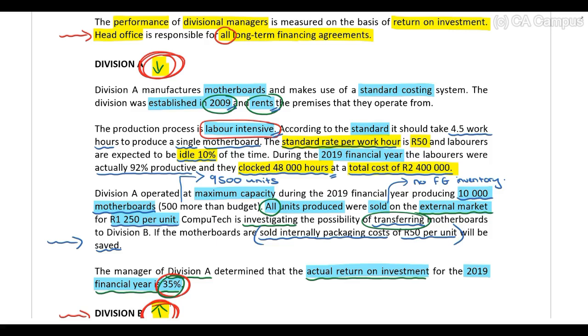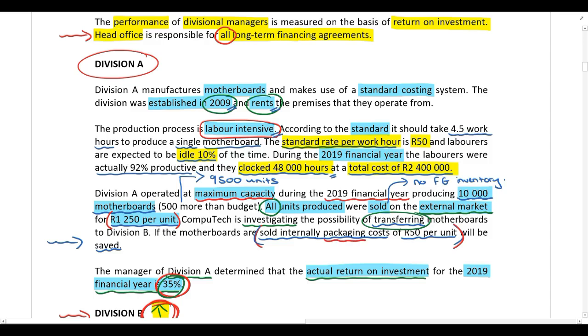However, if you go back to your lecture notes, you'll remember I said to you in the lecture where we covered transfer pricing, if the division is operating at full capacity, and Division A is operating at full capacity, they operated at maximum capacity during the 2019 financial year. So because we know that they are operating at maximum capacity, we can calculate the transfer price by using the external selling price and deducting any variable costs that will be saved on internal transfers. So in other words, this packaging cost that will be saved on internal transfer should be deducted.